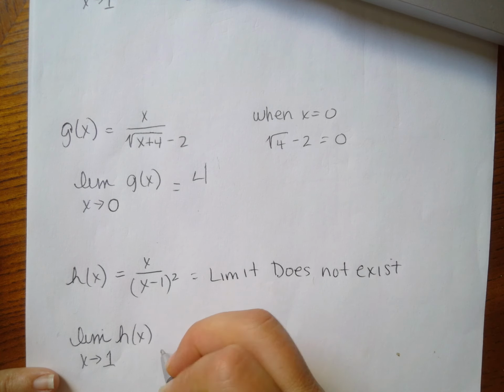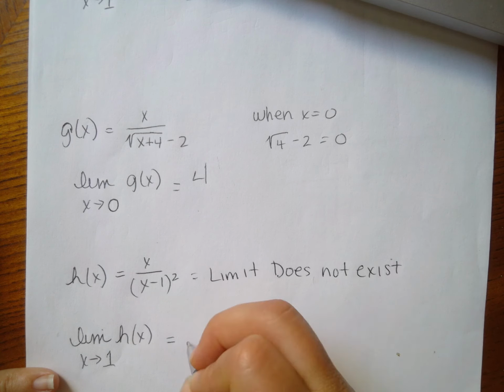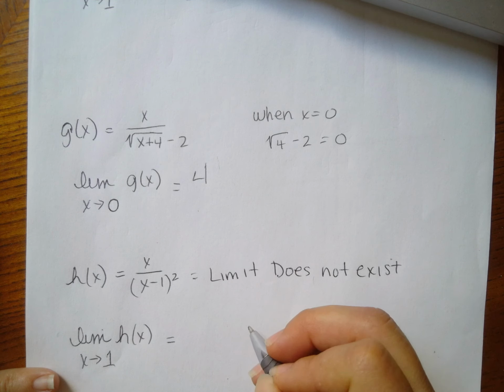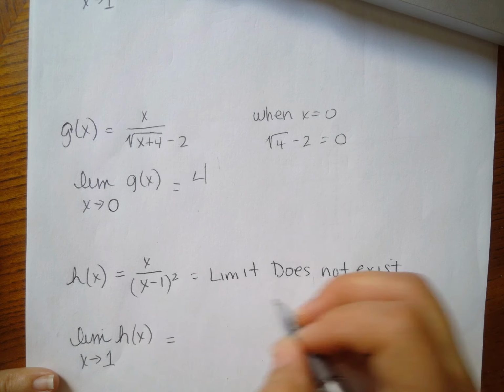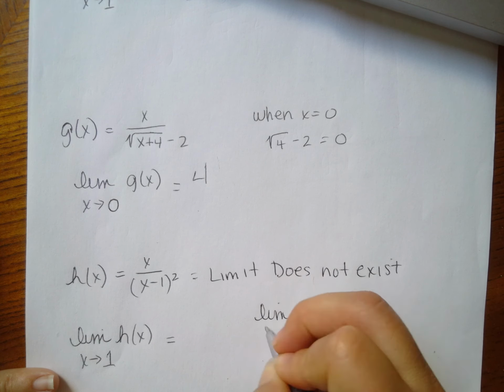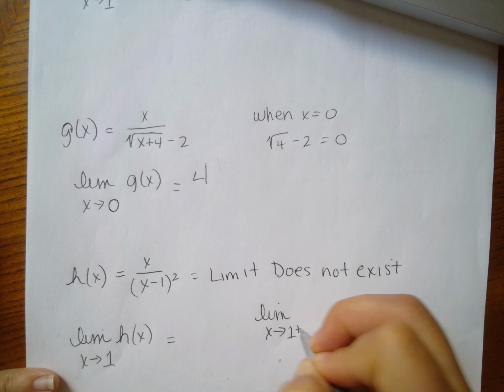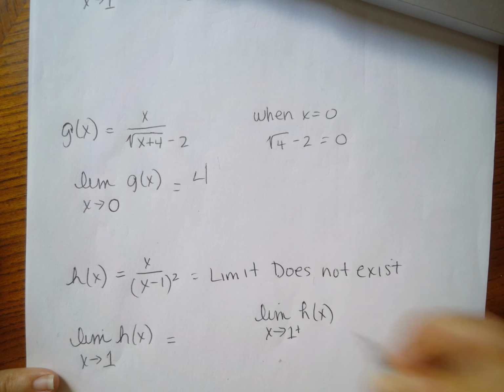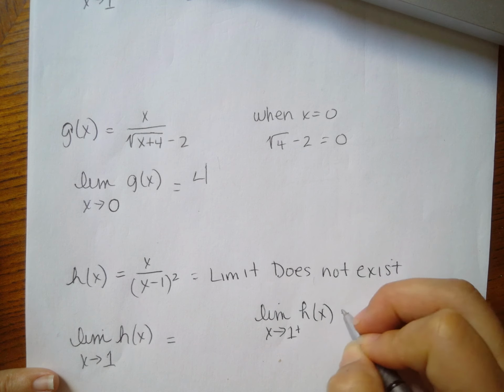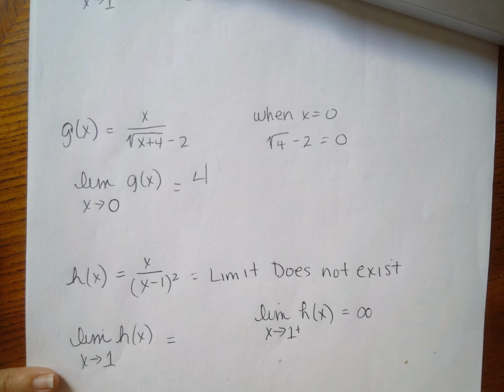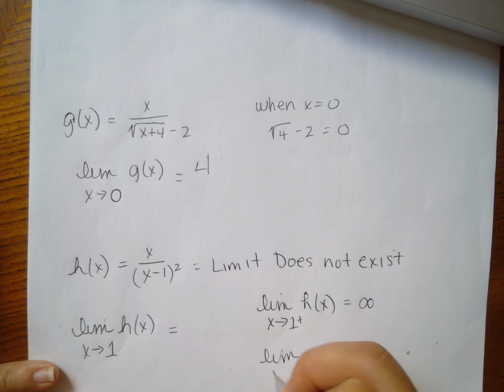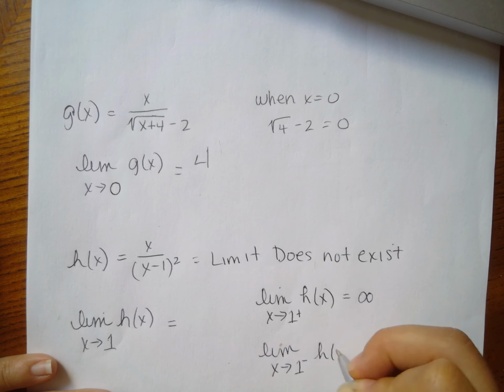So we would say that this graph, even though the limit doesn't exist, since the y values as I approached 1 from the right, let me write it this way. So the limit as x approaches 1 from the right of h, all my y values got really big. So I say that's infinity. And all of my y values as I approached 1 from the left also got really big.